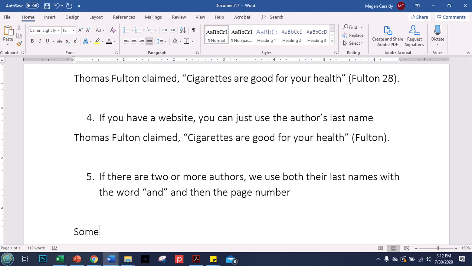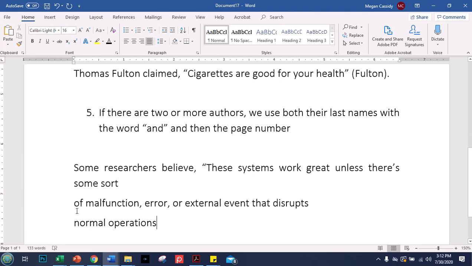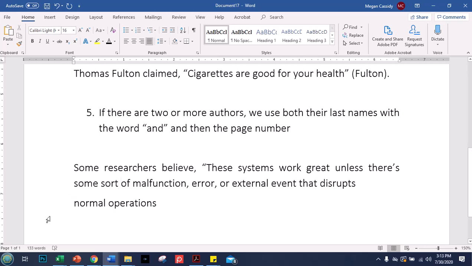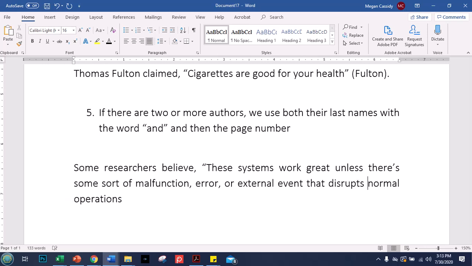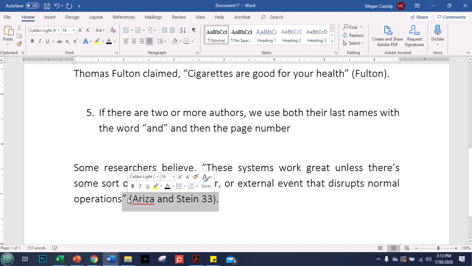All right, so some researchers believe, quote, let's see if it pastes. Yes, it did. It pasted weird, but that's okay. We can fix that. Some researchers believe these systems work great, etc. And that is two people, Ariza and Stein, and it was on page 33. So that's what that looks like. Notice no period here. The period goes at the end. This goes outside the quotes, so it's after the quotation. And the same thing would be true if I decided to paraphrase this. We still get that in-text citation afterwards.